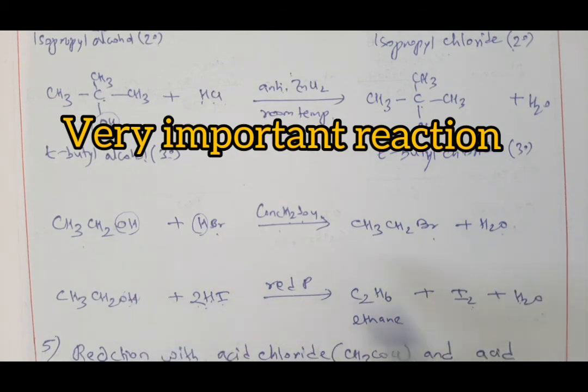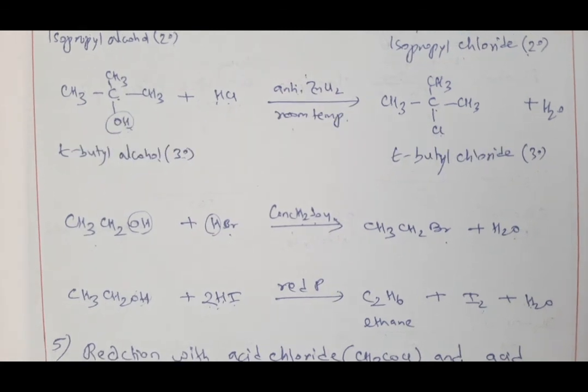1H will go with OH to form water. 1H is still left here. C2H5 with 1H will give you C2H6, which is ethane. So this reaction is very, very important. Do remember, students. You can take a screenshot of it. So by this we came to the end of the four chemical properties of alcohol.